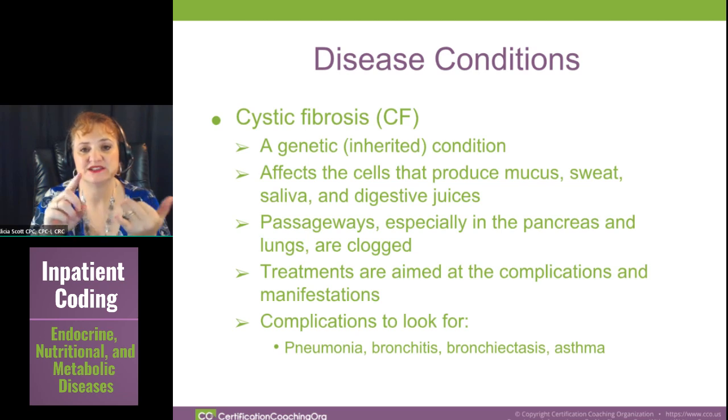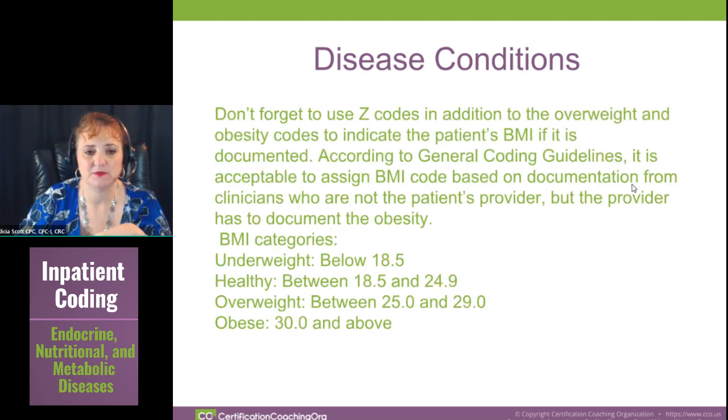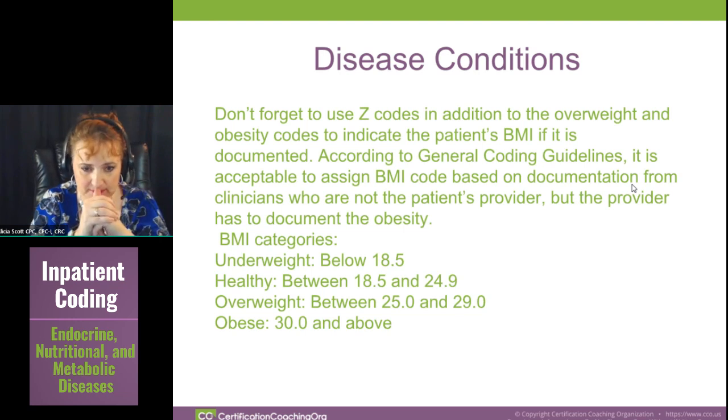Passageways, things like the pancreas and the lungs, get clogged up, as well as the manifestations as a result of cystic fibrosis. That means your pancreas isn't going to work as well. But a lot of times cystic fibrosis affects the lungs, and that's where they'll go in and pound the lungs and give treatments to help suck out the fluid in the lungs. Complications of cystic fibrosis are going to be pneumonia, bronchitis, bronchiectasis, and asthma.